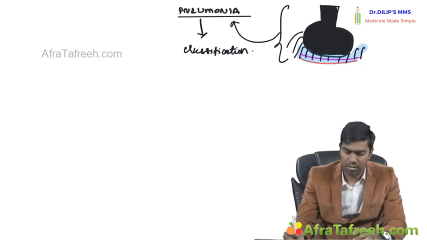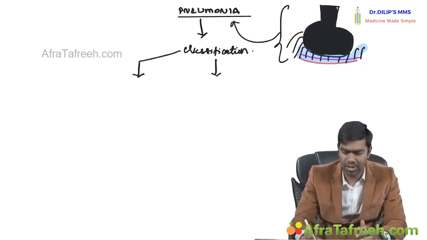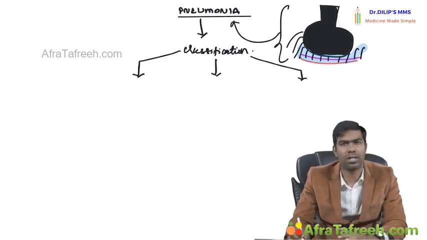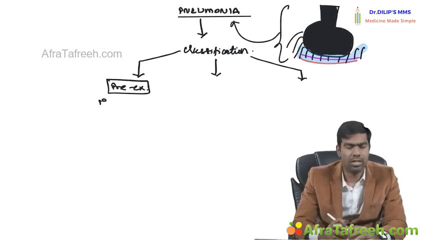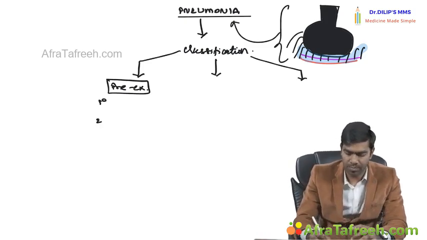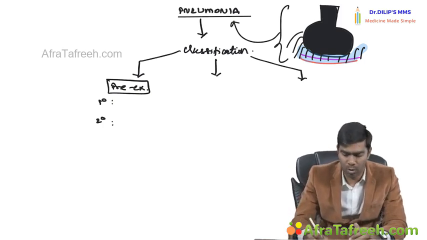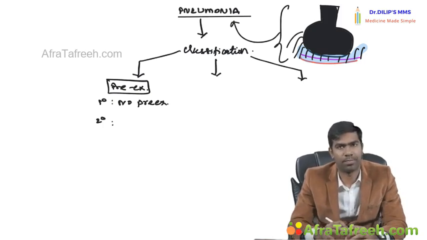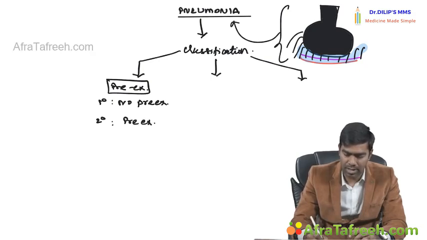Classification wise, you can classify pneumonia into different types based on three different things. The first one is based on the pre-existing conditions that predispose to pneumonia. In this way, you can divide into a primary pneumonia or a secondary pneumonia. A primary pneumonia means there is no pre-existing condition that predisposes to pneumonia. Secondary pneumonia means there is a pre-existing condition that actually predisposes to pneumonia.